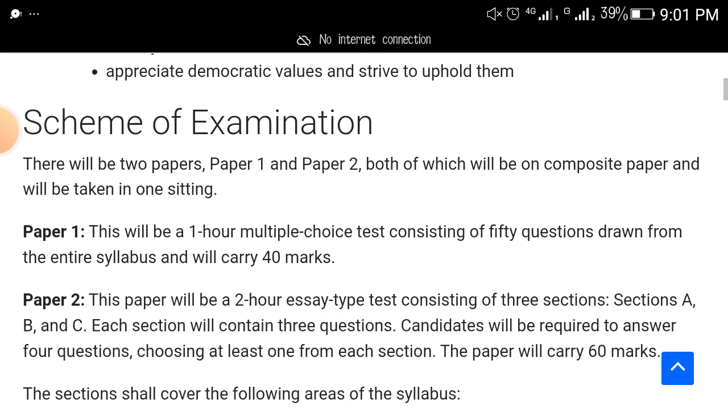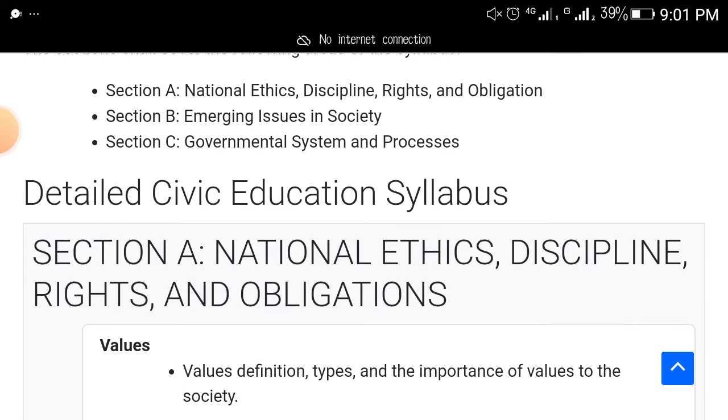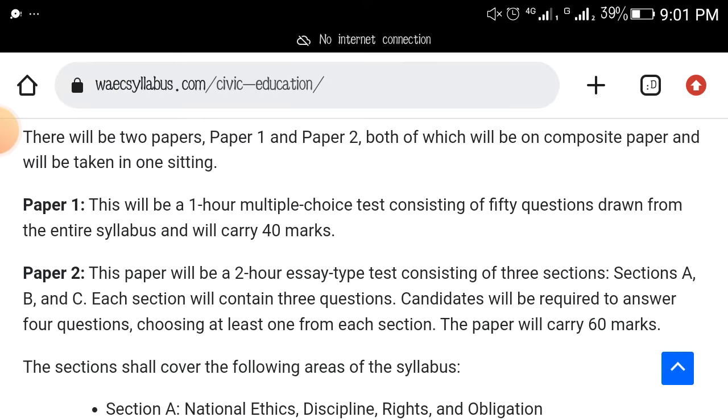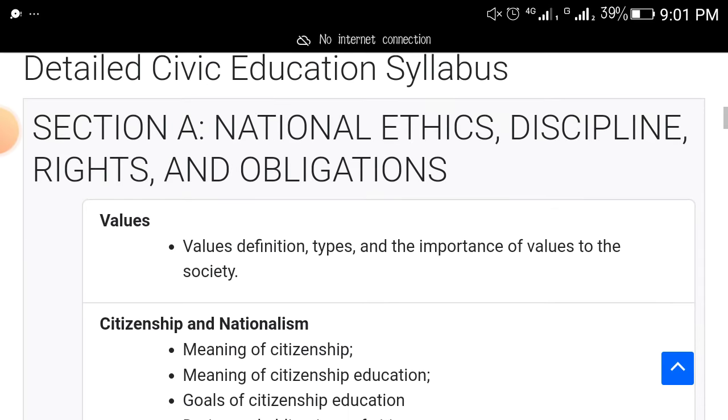So just pay attention. There will be paper one and paper two. Of course, you already know we'll have OBJ, your OMR, which should be about 50 questions. Then there will be theory. Now, this theory is divided into many sections. Section A is basically national ethics, discipline, rights, and obligations.